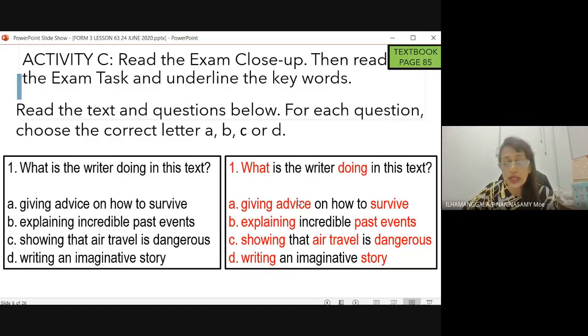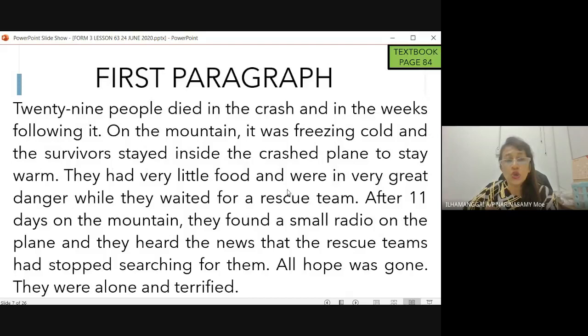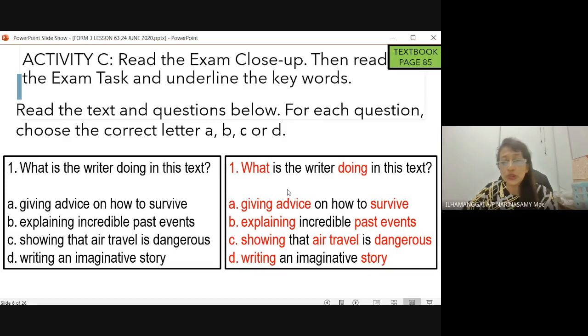You already know these are the keywords. So what you do is, the answer will be in the first paragraph. So look at the first paragraph. What do you think the writer is doing? Was the writer giving advice on how to survive? Was the writer explaining past events? Was he showing that air travel is dangerous? Or was he writing a story? First of all, you know this is not a story, right? This is a real life event. So definitely D is out. So you only have A, B, or C left.